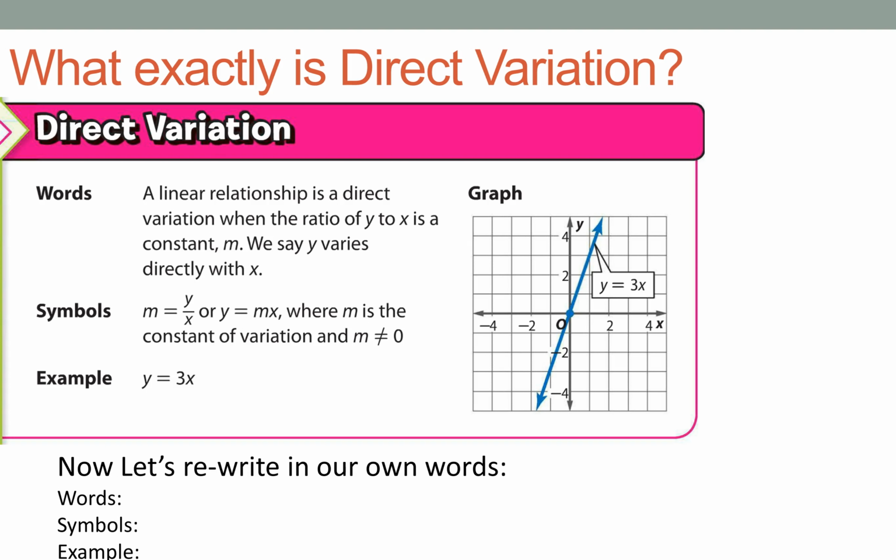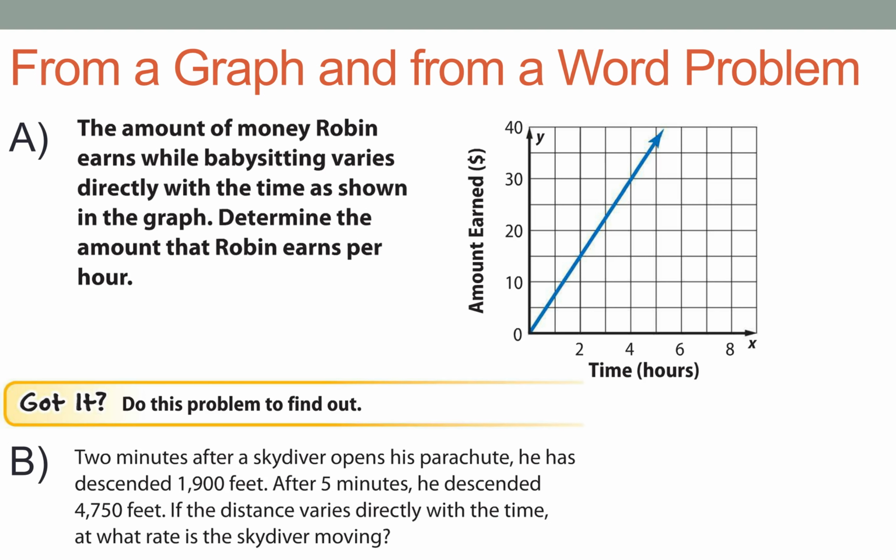So, pause the video, take a moment, and write in words, symbols, and an example of what a direct variation problem could be. I'll be here when you get back. And we're back.